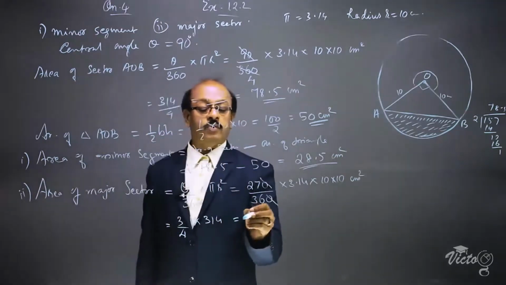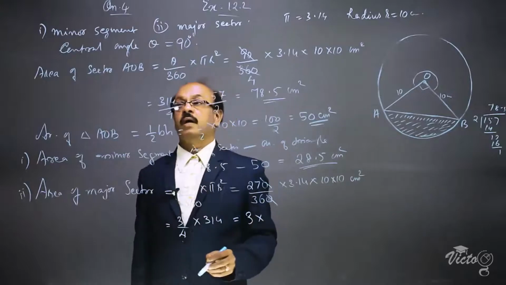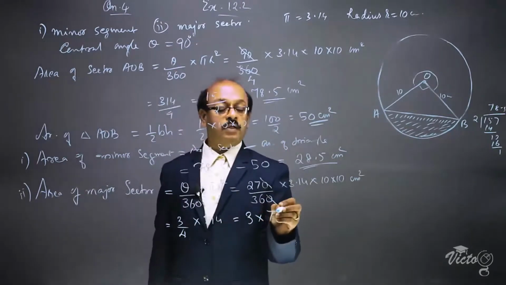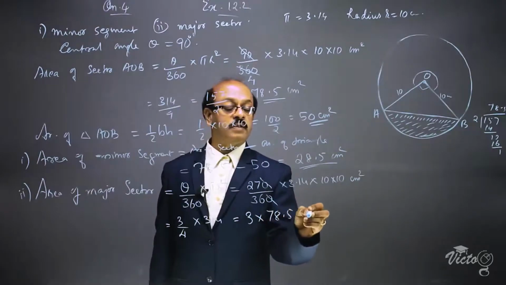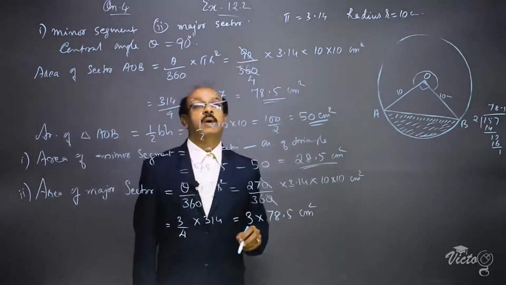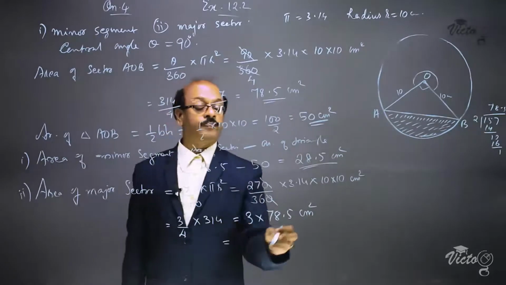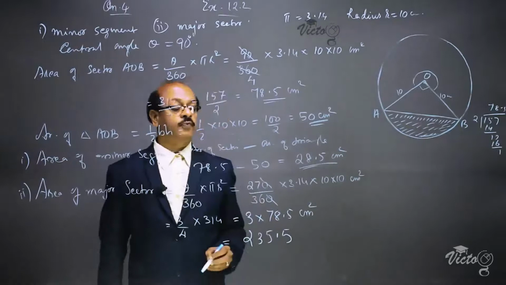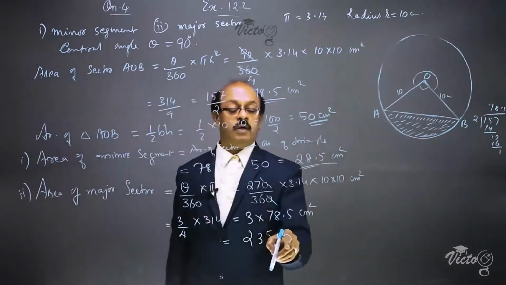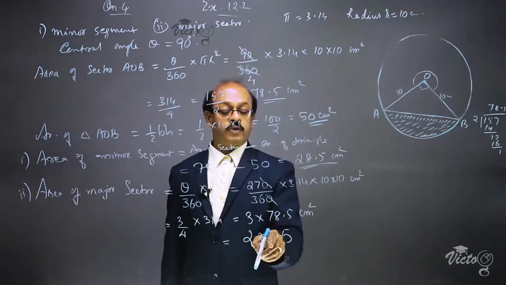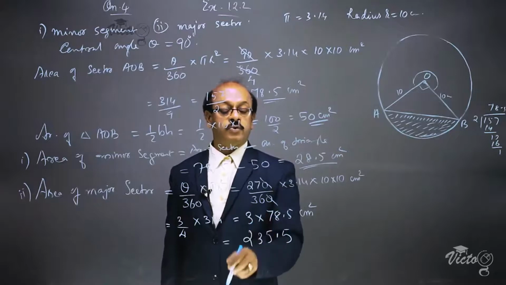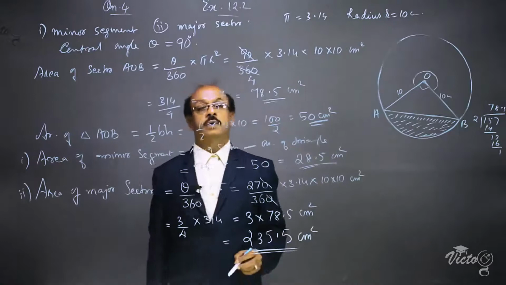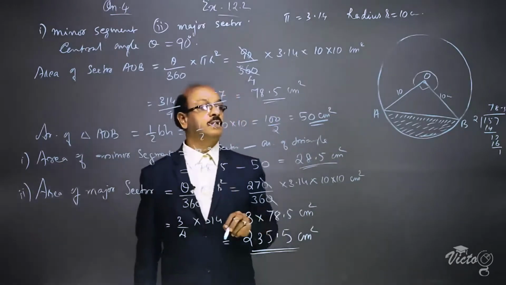This is equal to 3 into 78.5 centimeter square, which is the area of the major sector. This is equal to 235.5 centimeter square. 235.5 centimeter square is the area of the major sector.